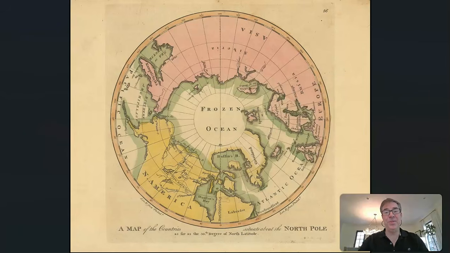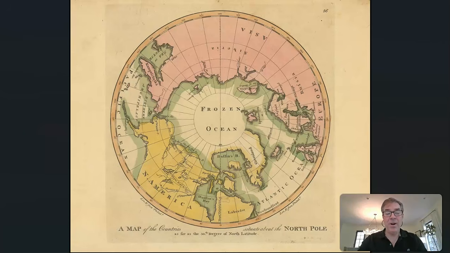So now we get to the 1800s, and suddenly we start to see that these maps, even though they show Greenland still attached to North America with the way it's drawn, that all of a sudden in the North Pole, it's just frozen ocean. There's no land there, it's just frozen ocean. Suddenly, all this land has disappeared. The land of Jesus has disappeared from the maps as we get into the 1800s.